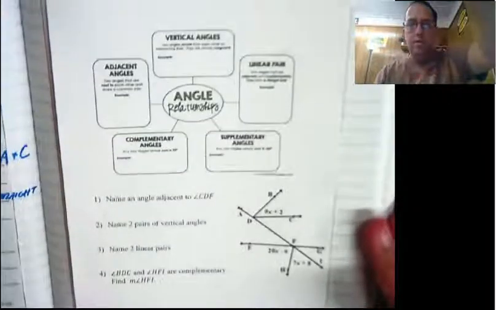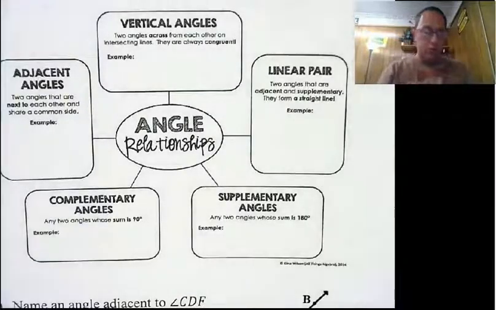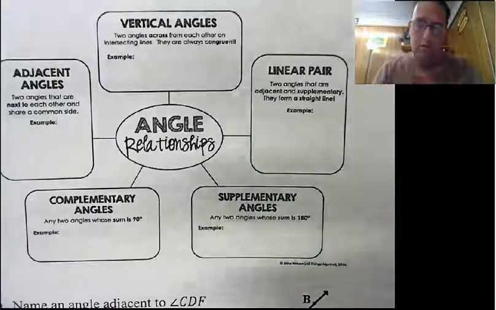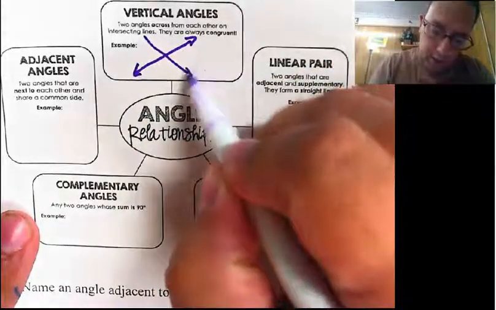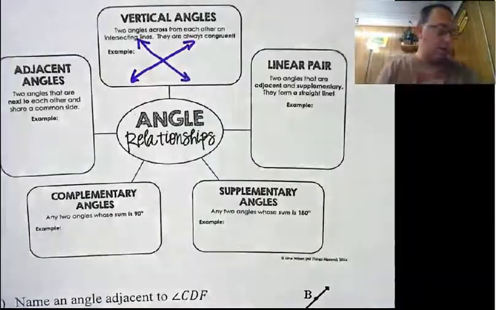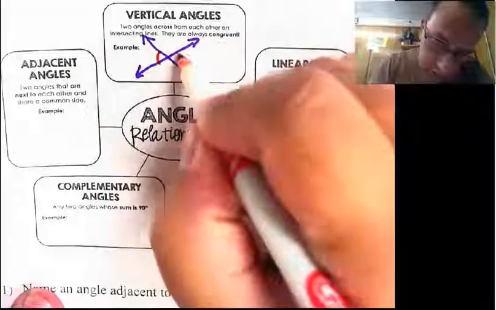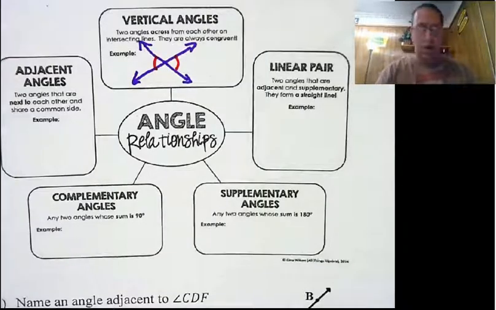So angle relationships, lots of different stuff we can do here. The first one we're going to look at is vertical angles. Vertical angles are when you have two angles across from each other on intersecting lines. They're always congruent. So for example, I have two intersecting lines like that, and as you see, this made a bunch of angles. Well, the vertical angles are these two across from each other, and they will always be congruent every single time.